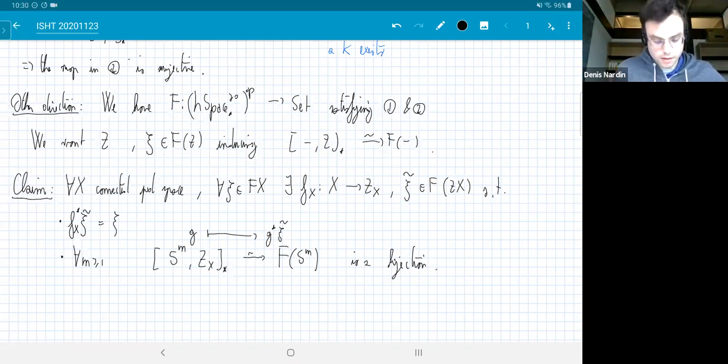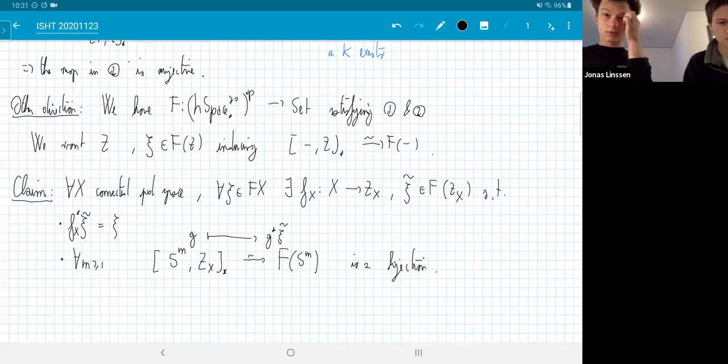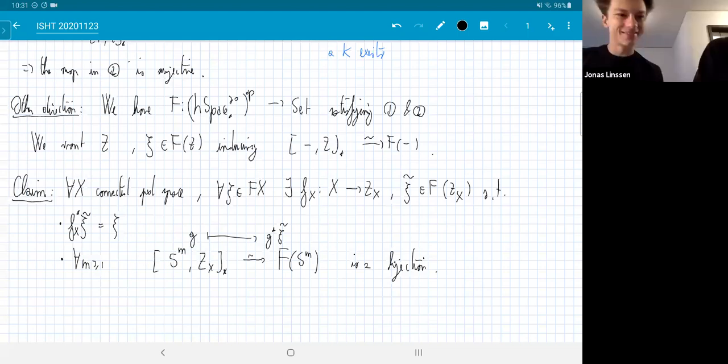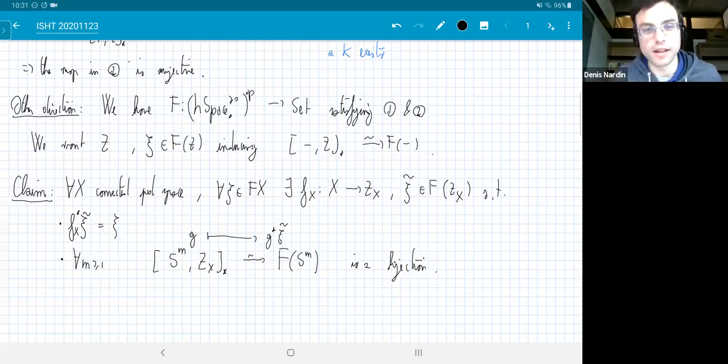Excuse me, what is this ZX you wrote? Oh, it's just a space. I'm saying that there exists an arrow from X to somewhere else, which I'm going to call ZX, which depends on X. Okay, thank you. As I said, it's both weaker and stronger at the same time. Weaker because we are requiring this bijection only for spheres. And stronger because we are adding a new parameter here, this space X.